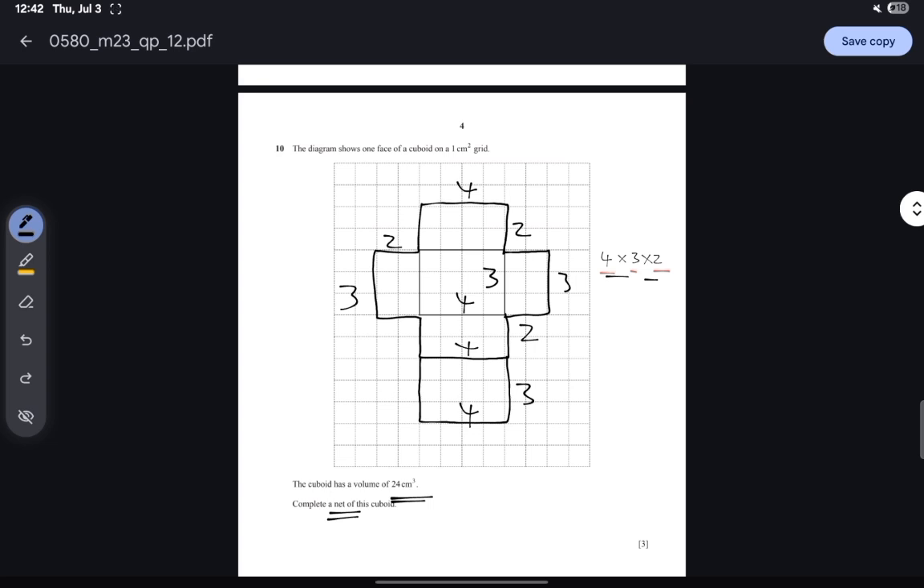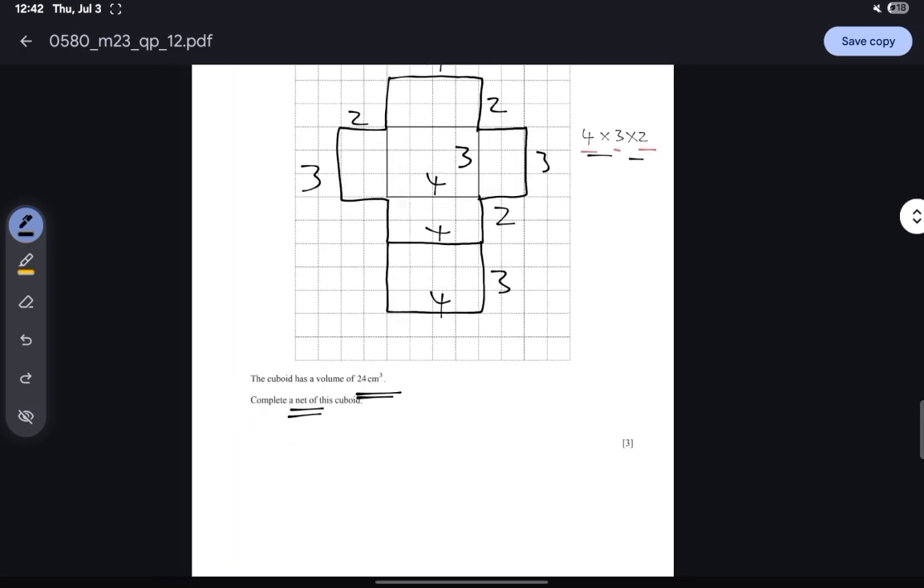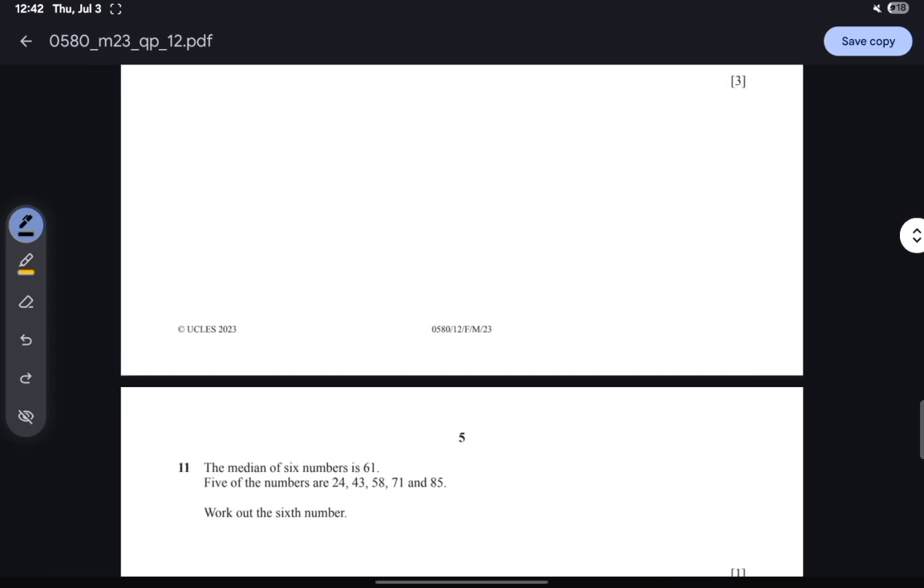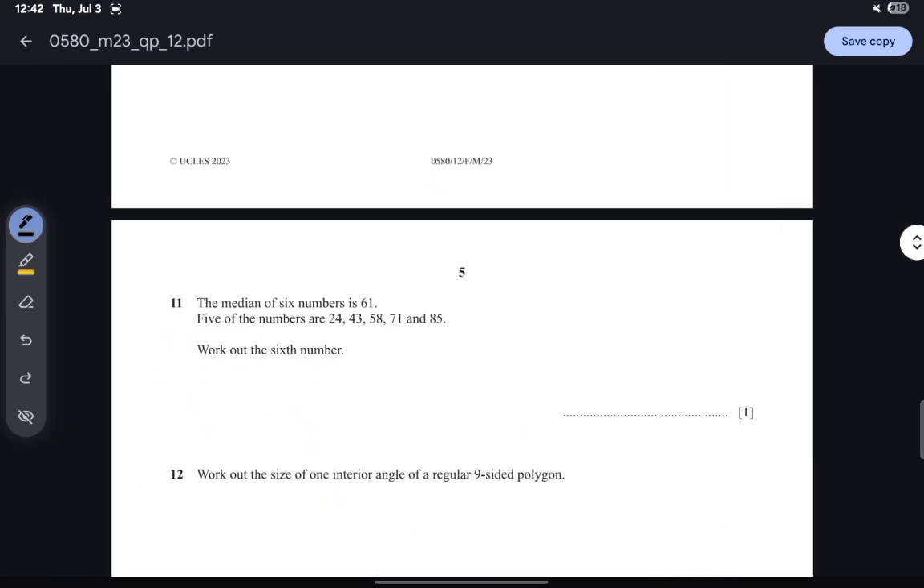Right? If you have any further questions, feel free to comment below, and I'll be glad to address your question and explain further. So moving on to number 11, it says the median of 6 numbers is 61. 5 of the numbers are 24, 43, 58, 71, and 85. Work out the 6th number.